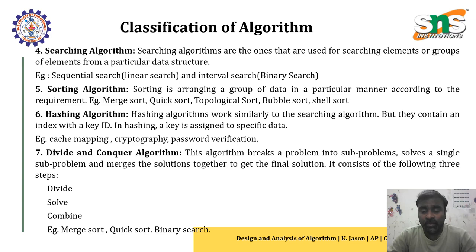So divide and conquer means there are n data. You have to split the data to make it easy for sorting. So divide the data. Next you have to solve the data. Once again you have to combine it. So this is the divide and conquer algorithm.